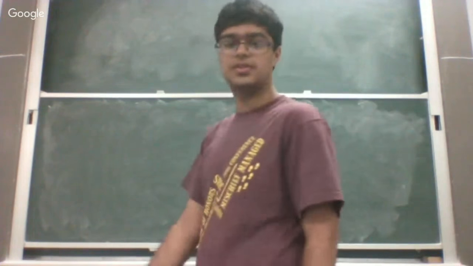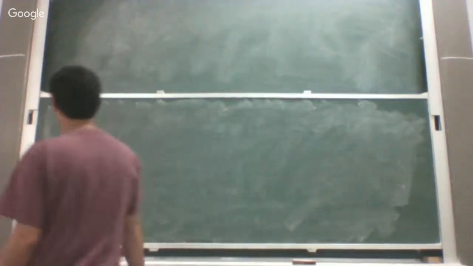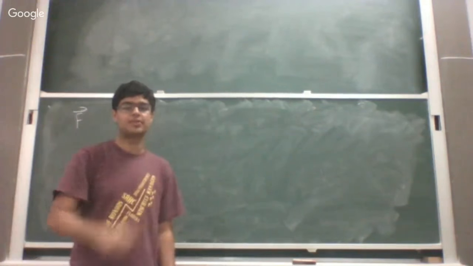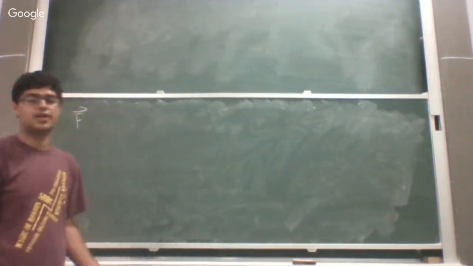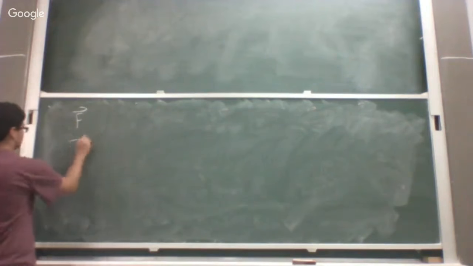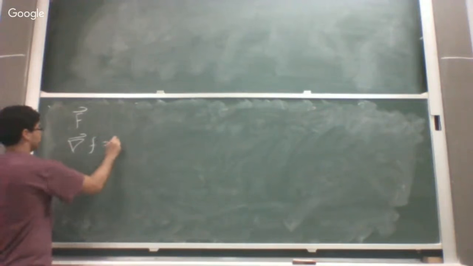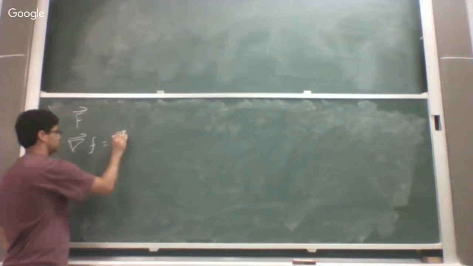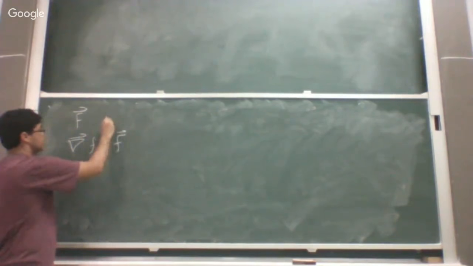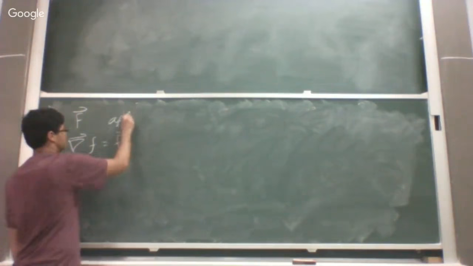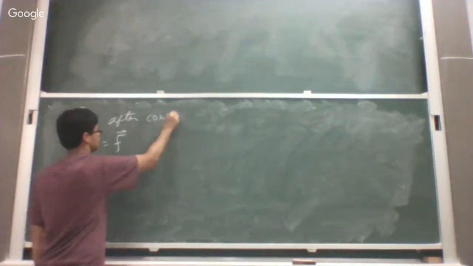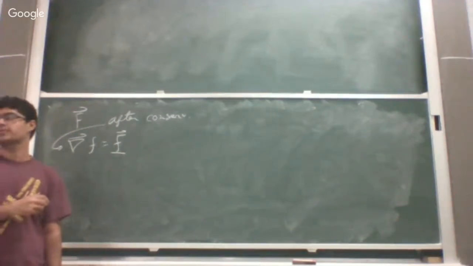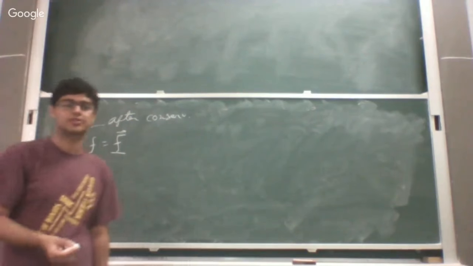Given a vector field F, determine if it's conservative or not. That's one of the main topics. And then if it is conservative, find f such that the gradient of f is equal to the vector F. So after we show that it is conservative, we find f. First we need to show that it is conservative.